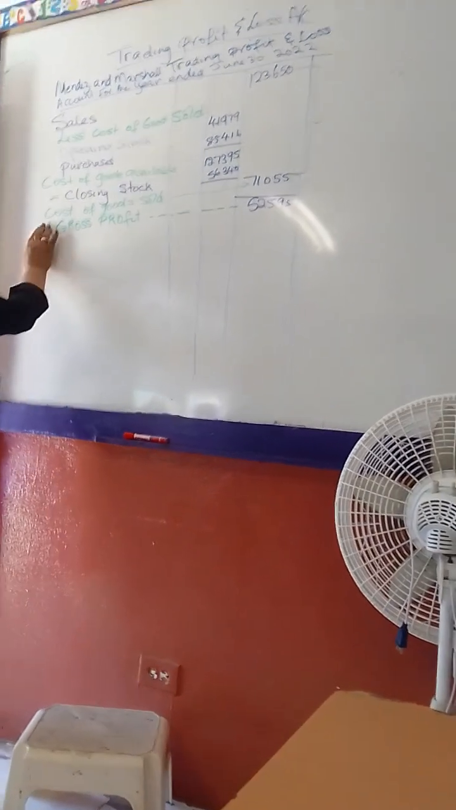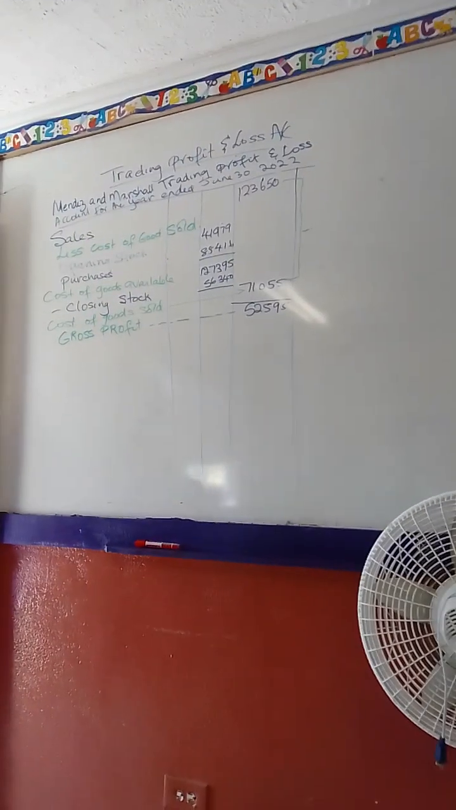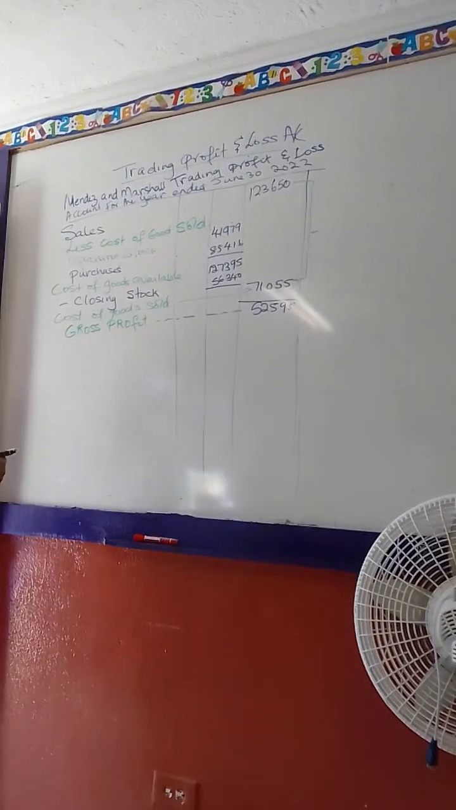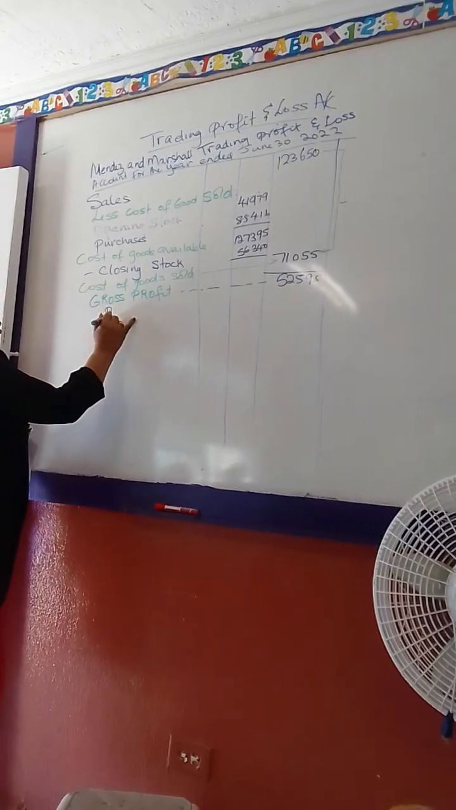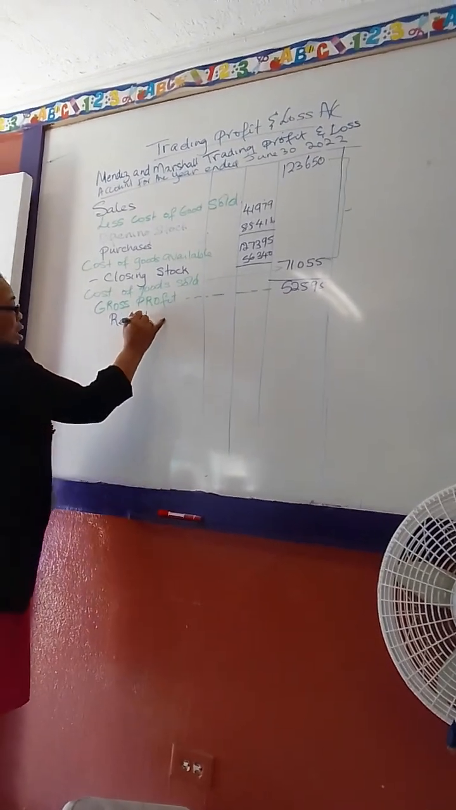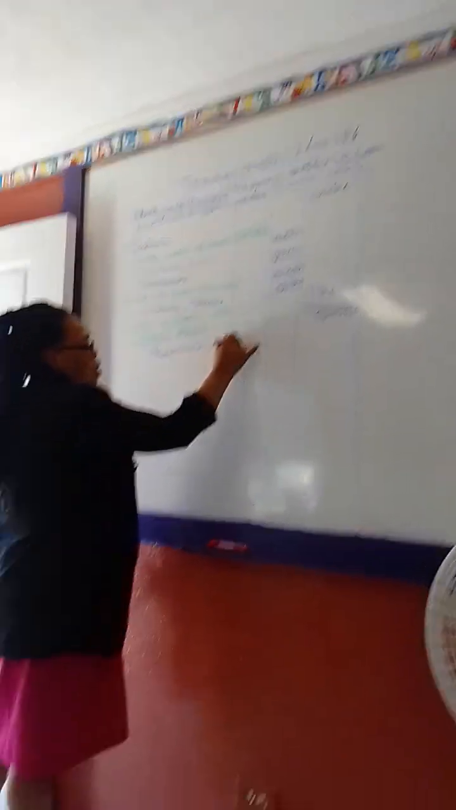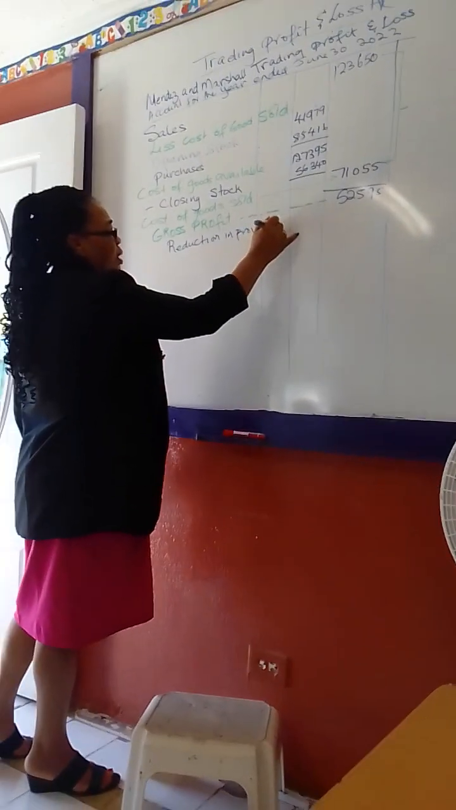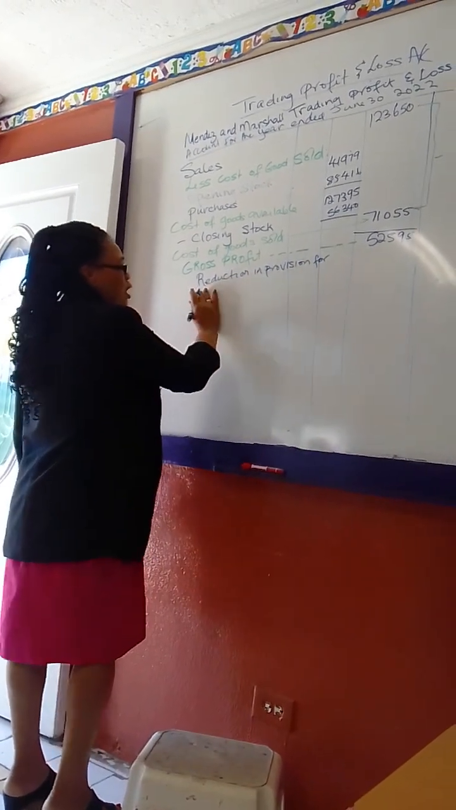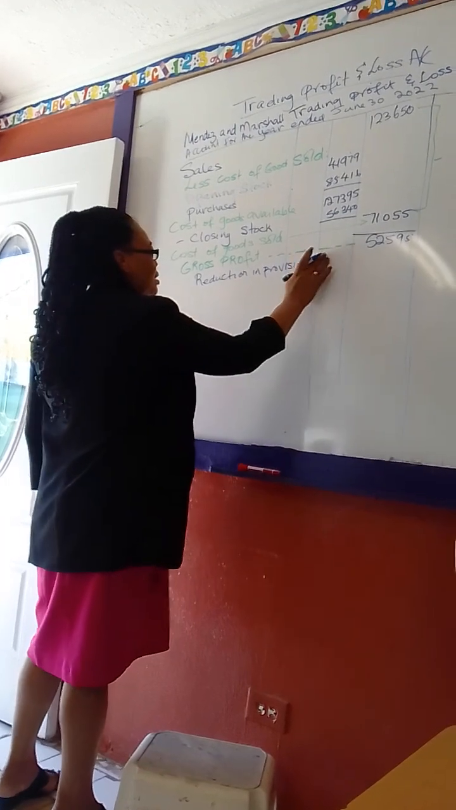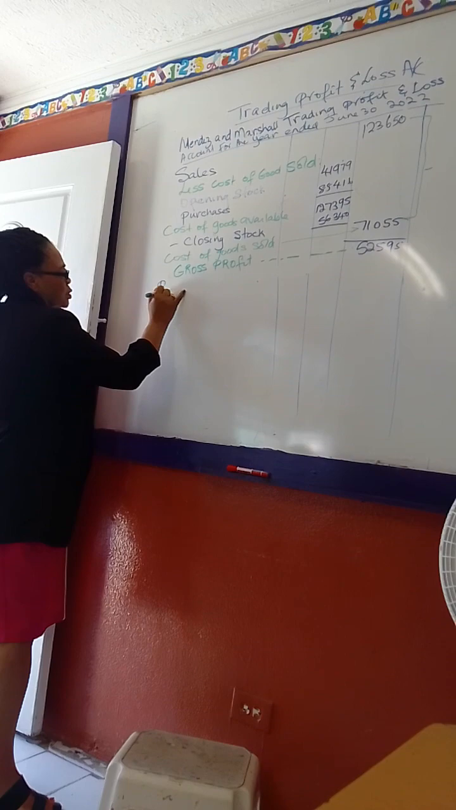One thing we forget: before we go to less expenses, we have to look at what other revenue we had to add. In this case, we did have revenue to add. What was it? It was the reduction in provision for bad debts. And how much is this reduced by? 320. Let's write this a little bit further out for space.